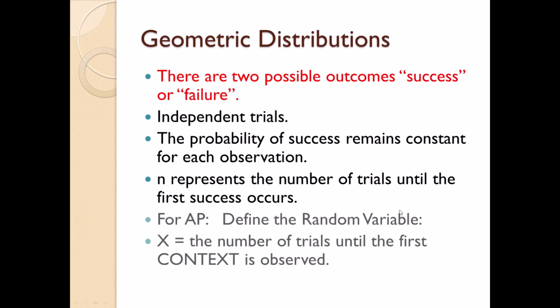For AP, define the random variable. X is the number of trials until the first A, or score of better than 90, occurs on a test or something like that. Right? So it is a discrete random variable, as is binomial. I know that puts us a little bit out of order, but that's okay.